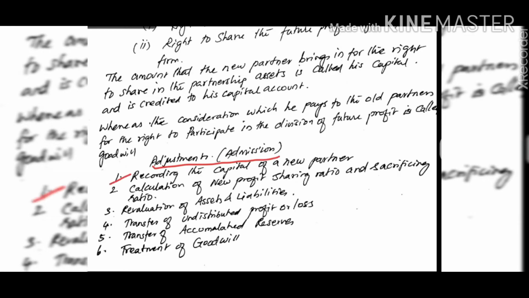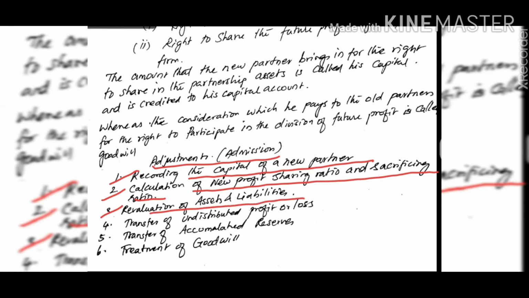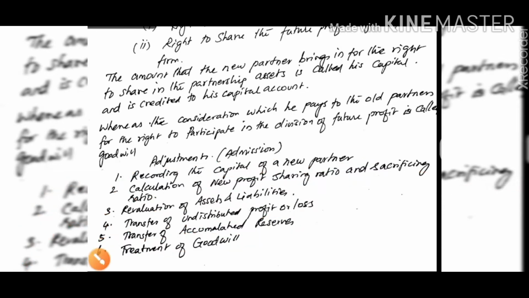Number 1, recording the capital of a new partner. Number 2, calculation of new profit sharing ratio and sacrificing ratio. Number 3, revaluation of assets and liabilities. Number 4, transfer of undistributed profit or loss. Number 5, transfer of accumulated reserves. Number 6, treatment of goodwill. Let us see one by one.